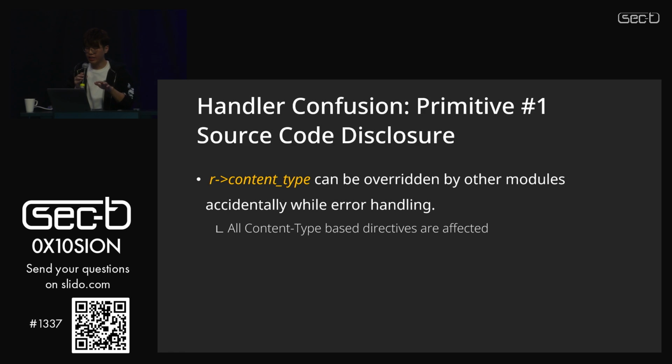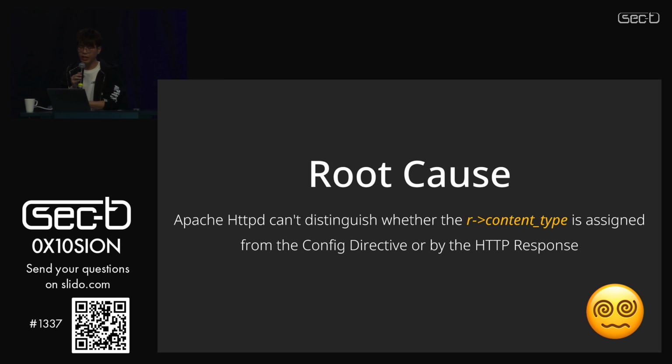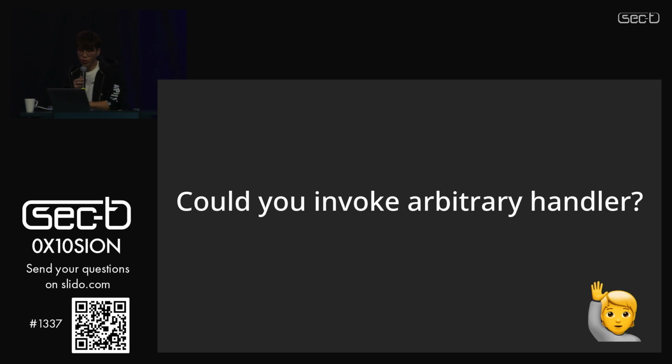And if we think about this vulnerability deeper, the nature of this vulnerability is actually caused by there being no clear guidelines for the use of the content type. It can be set by configuration during the request or used as the content type header in the server response. While using this field, Apache cannot distinguish which one it is. So following this idea, if we can control the content type, we can invoke arbitrary handlers, right? So is this right? It's very promising.